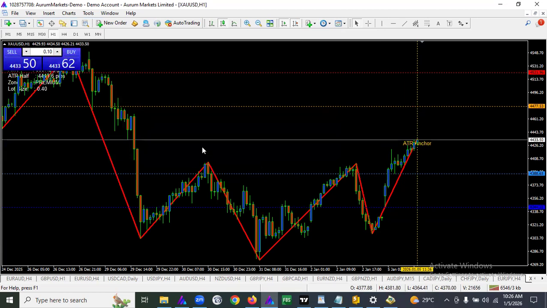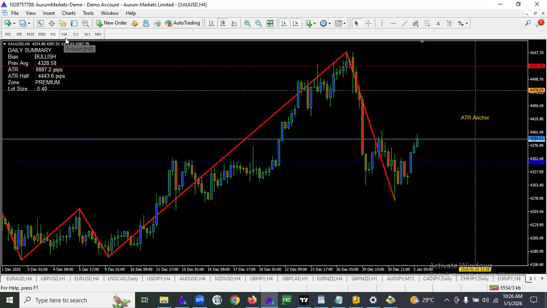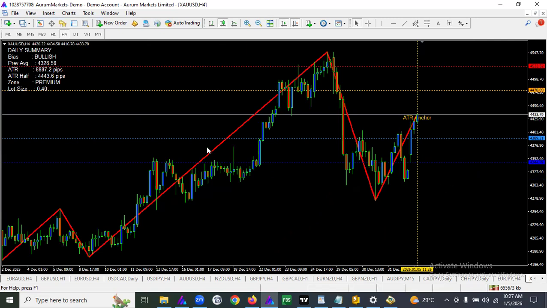So this is gold. What's the bias on gold? Bullish. It's saying gold is bullish. The range is between 444 pips and 888 pips. And it's saying price is at premium. If price is at premium, then we should look for a sell. But it's saying bullish.